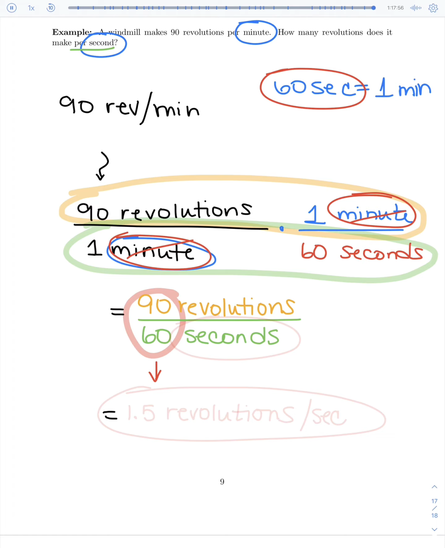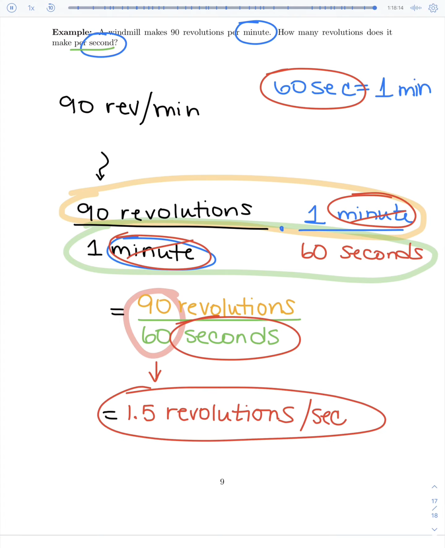Well, 90 divided by 60 is 1.5, and that's again in revolutions per, and we did the division, so this is now per just second. 1.5 revolutions per second is our equivalent value by doing a conversion here. And we're all done.